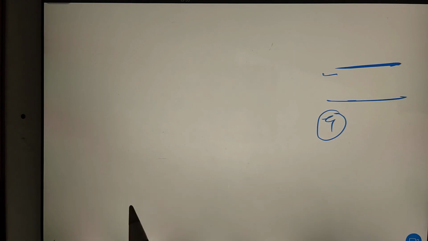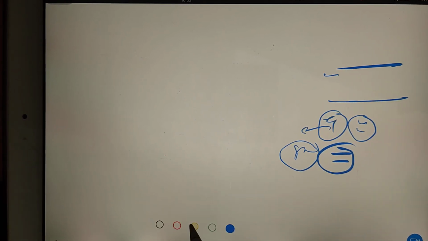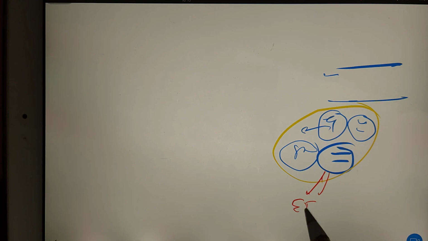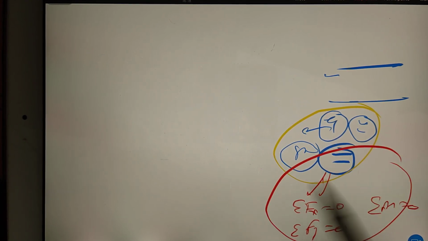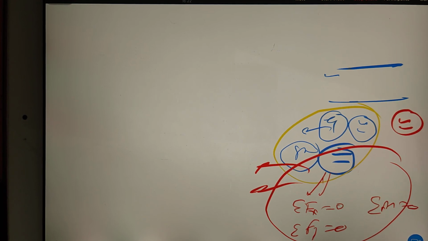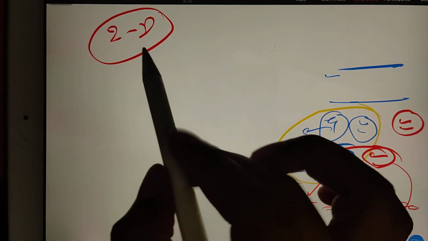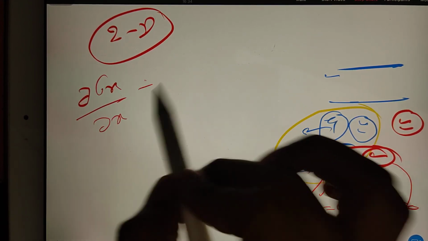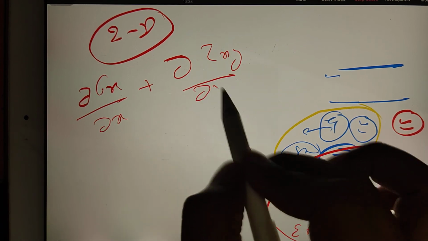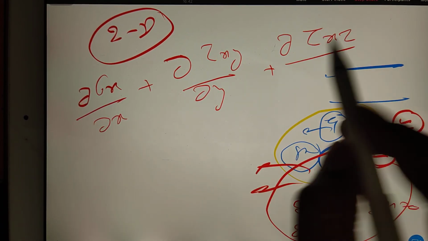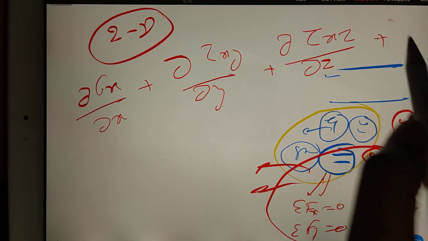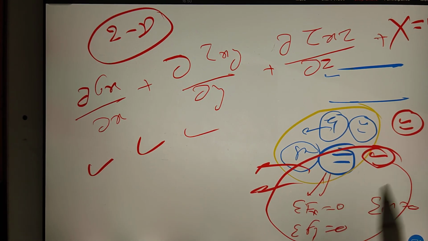There is something called the equilibrium equation. This equilibrium equation we have already discussed in strength of materials, correct? What is the meaning of equilibrium equation? When we were discussing it in strength of materials, it was summation of Fx equal to 0, summation of Fy equal to 0, summation of moment equal to 0. But right now in aircraft structure, the format of the equilibrium equation will change. If I write my equilibrium equation, for example, it will look like dou sigma x by dou x plus dou tau xy by dou y plus dou tau xz by dou z plus body force equal to 0. This is the way your equilibrium equation will look.